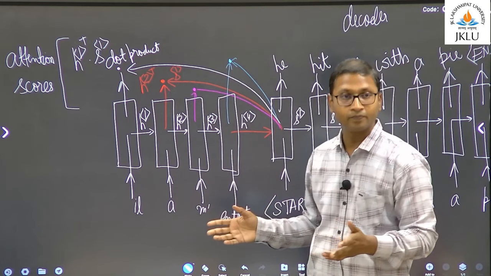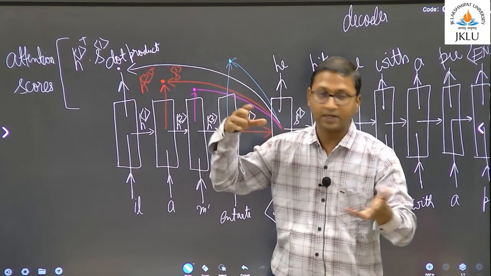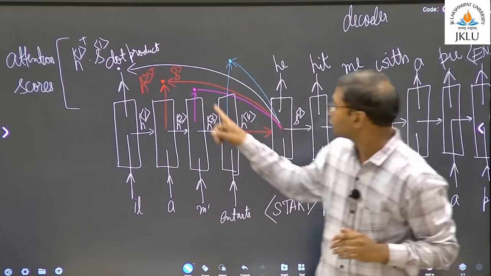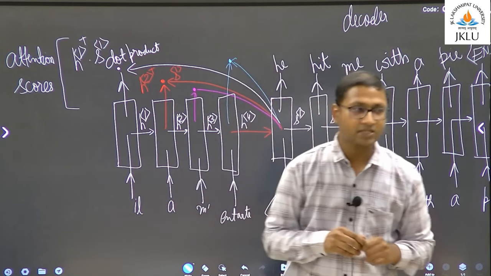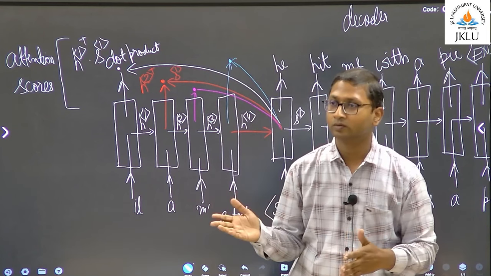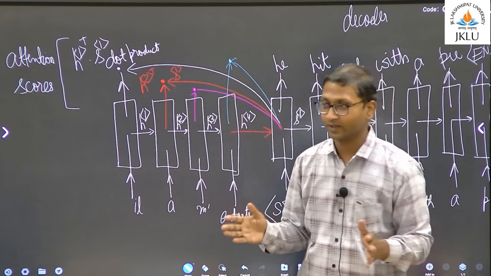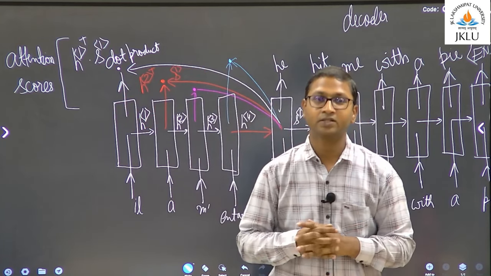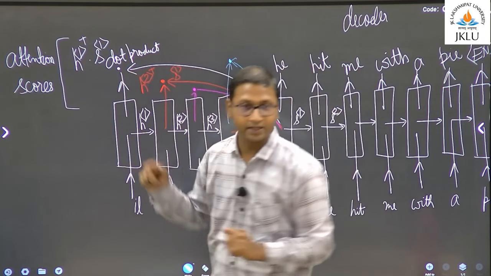Angle between which vectors? See, angles you have computed. We are not interested in angles as such because we are computing the whole dot product. So what do I do after having these numbers? Will they sum to 1? Yes or no? Of course not. So how do you make them sum to 1? By now you should be pro at this. And how do you do that? Softmax. So you have a vector here, softmax.